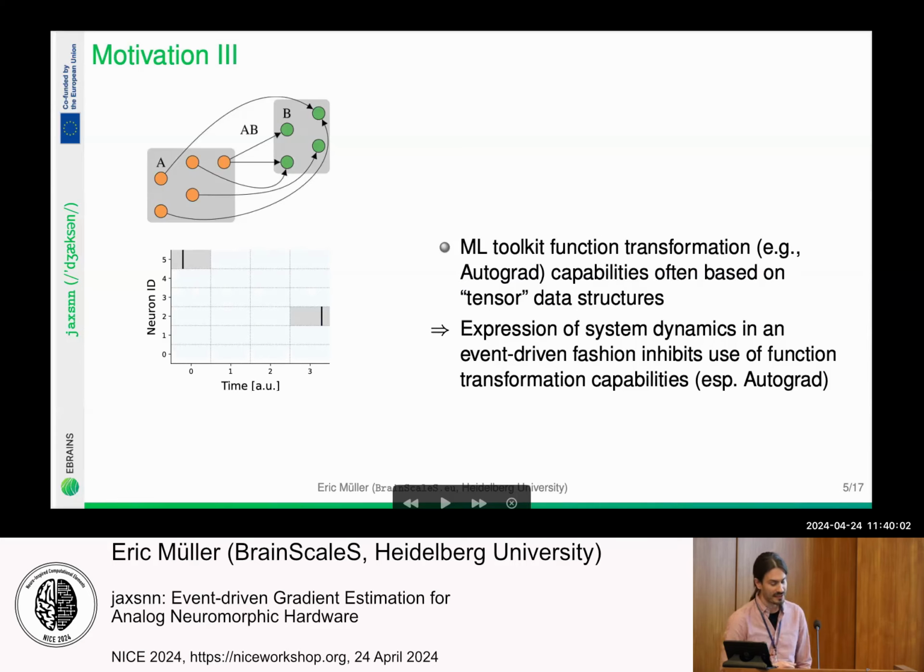Because of that, and there are also reasons for why machine learning toolkits are nice. So for example, the autograd functionality. And typical toolkits like PyTorch rely on the tensor data structures to implement this autograd functionality. Because of that, we want to basically look at what can we do about it. So how can we get to high time resolution, to event-based mechanics or event-based numerics in the system, while still getting the benefits from machine learning frameworks.